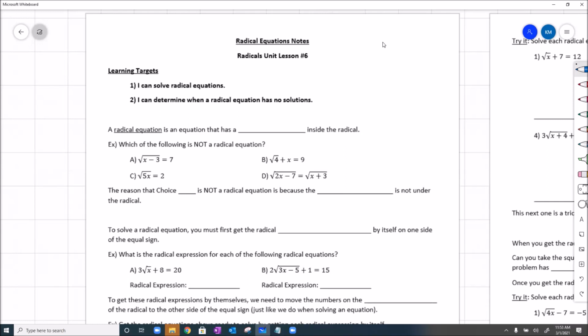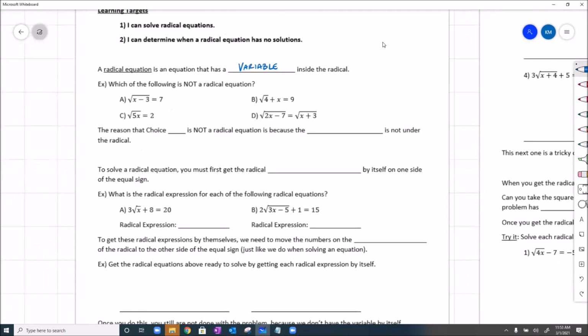Okay, a radical equation is an equation that has a variable inside the radical. So it's not just an equation that has a radical. It's an equation where the variable is inside the radical. Which of the following is not a radical equation? Out of all these options, you'll notice that B, although it has a radical in it, radical 4, that's just 2. There's no variable inside the radical, so it's not a radical equation.